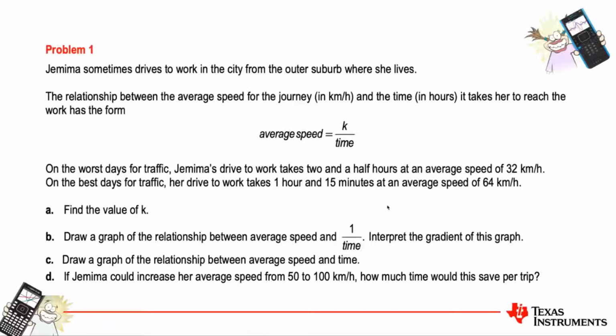It's not too hard using one of those bits of information. Then draw a graph between the average speed and 1 over the time, which should be a straight line, and interpret the gradient. And then draw a graph of average speed versus time, and then answer a question which is interpreting that in the context of a change in the average speed. So let's now move to the calculator window.